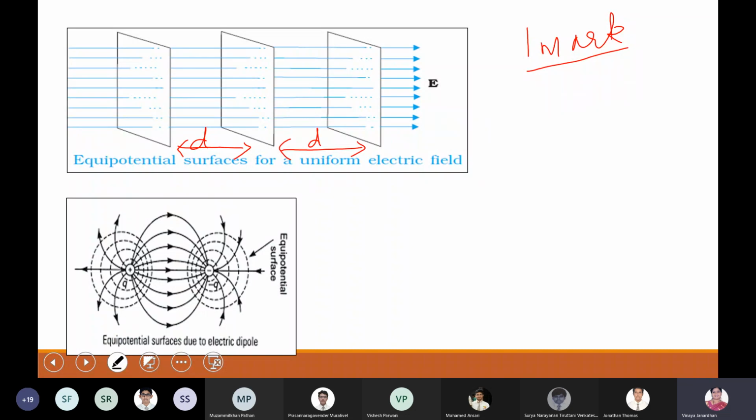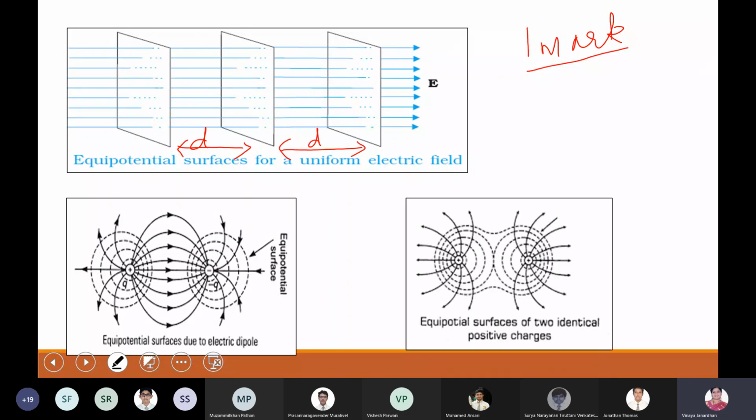This is the equipotential surface due to an electric dipole. All these are there in your textbook. You can refer to that, boys. Then equipotential surfaces for 2 identical positive charges. Ma'am, as 1 mark, will they ask us the diagram? They will ask. They'll ask us to draw the equipotential surfaces for a uniform electric field, or they can ask equipotential surfaces due to an electric dipole. Or else this might be a direct one. There might be something else that we'll check.